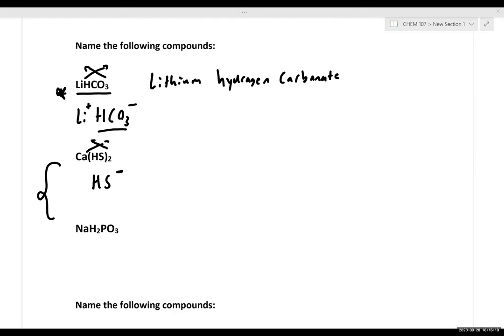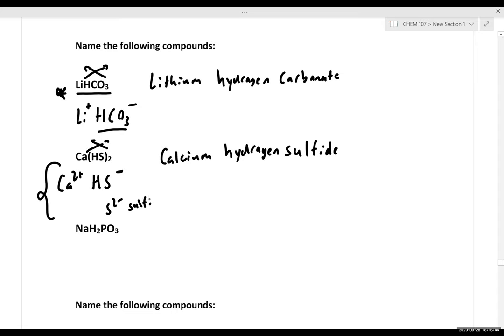Okay, so let's focus on naming these compounds. First and foremost, we have calcium as our metal, and then HS would be named as hydrogen, as we have one hydrogen, and then sulfide, because S2 minus is known as sulfide. Does this first example make sense? Yeah. Perfect.